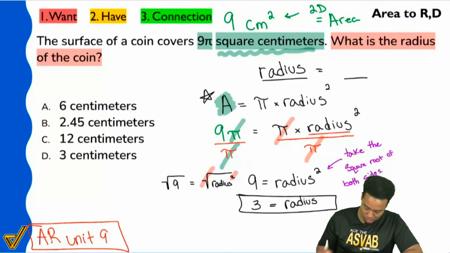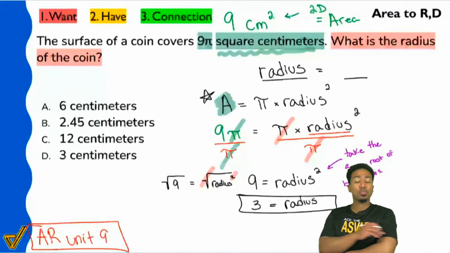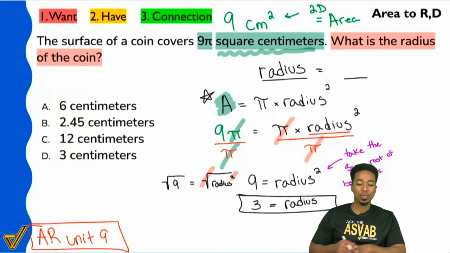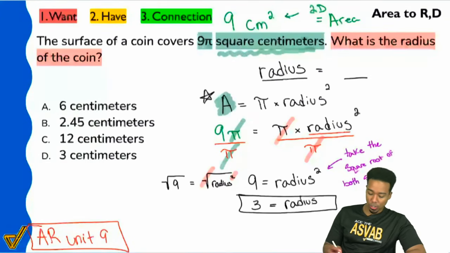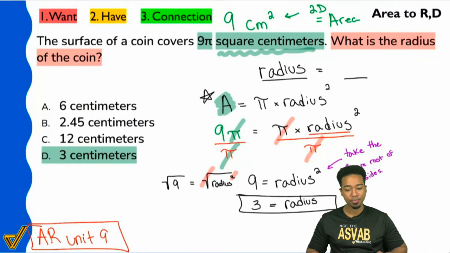That's where circles is. I wrote unit 10 in there. I don't know why that was the case, but it's unit 9. Thanks for being patient on that. Yeah, no worries. So here, the answer is going to be D again, 3 centimeters, right there.